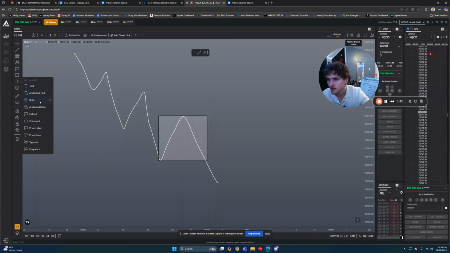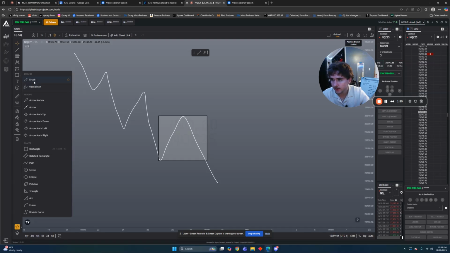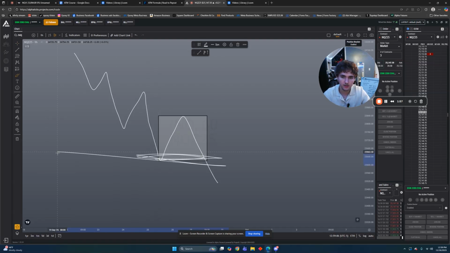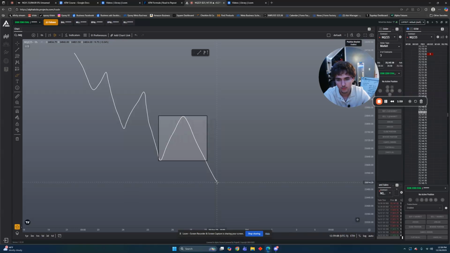Okay, so we are in a downtrend, right? We sweep sell side liquidity here, break structure here. There we go. We have our order block, right? Because what is an order block? The move before we change direction, the move before we sweep liquidity that ends up changing direction. This is a breaker block.